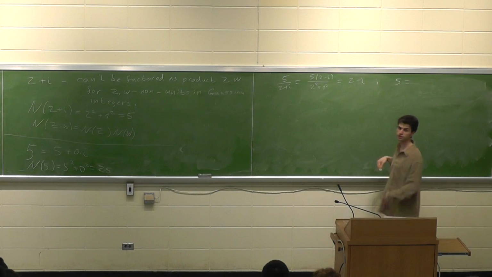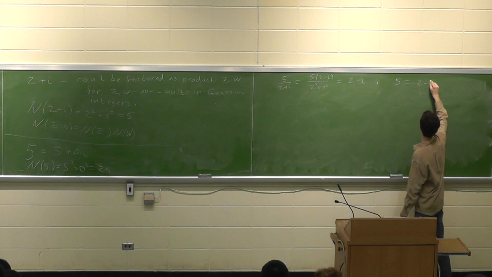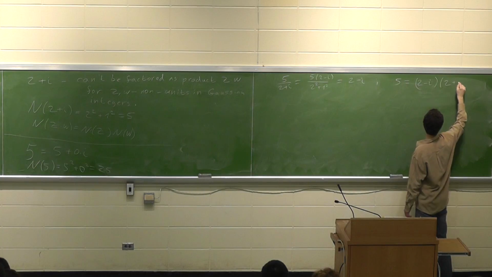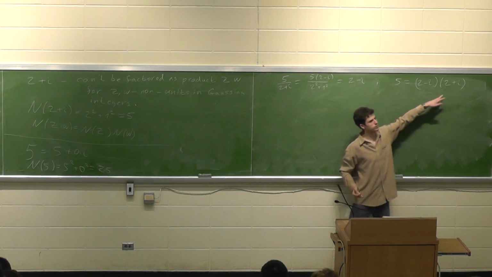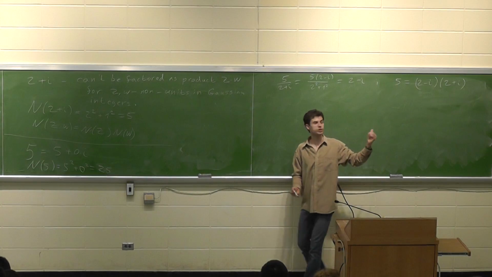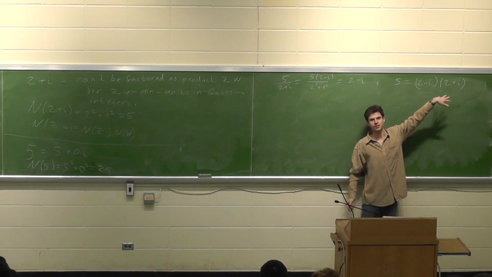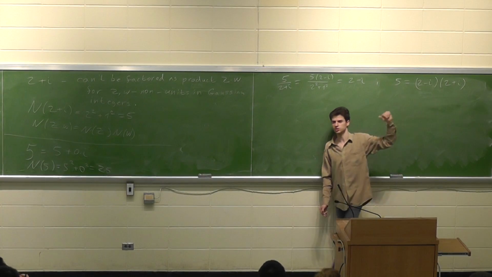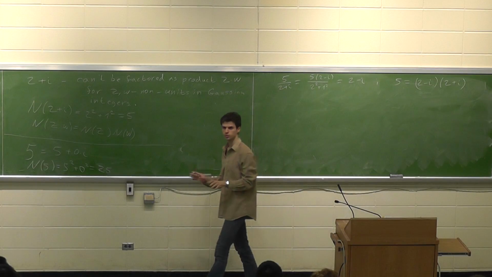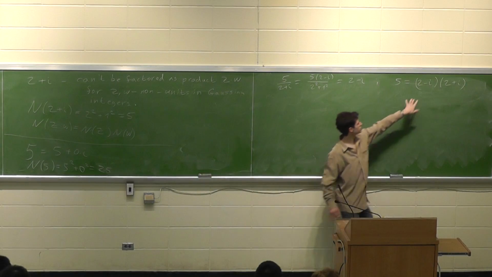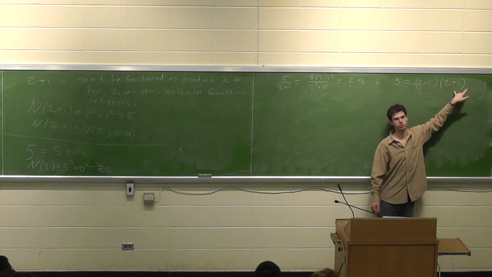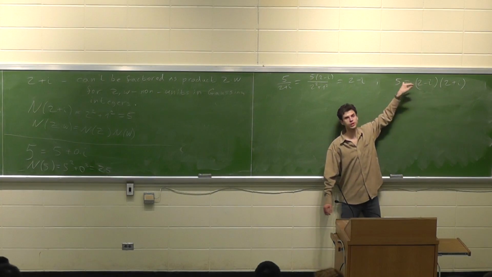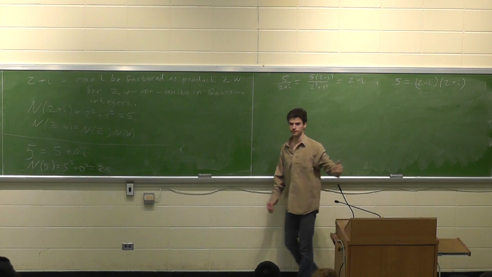So indeed 5 can be factored as a product of two things which can't be factored further. It's 2 minus I times 2 plus I. So in usual integers 5 is a prime number. In Gaussian integers it is a product of two prime numbers. This number cannot be further factored, this number cannot be further factored. The 5 can be factored. It's not prime.